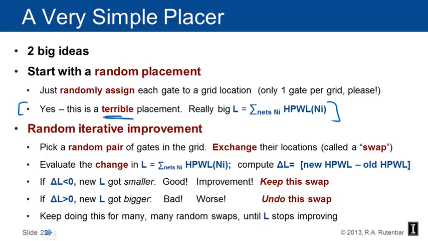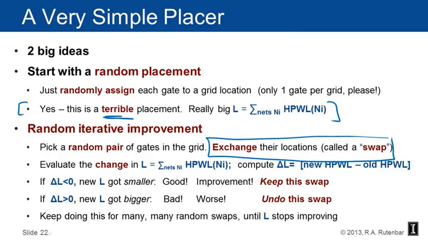So the idea is as follows. I don't know how to just get in one step a good placement, but I know how to get a placement. It's a random placement, it's a bad placement, and it's not that hard to improve a placement a little bit. And the idea is that you pick a random pair of gates in the grid and you exchange their locations. That's really the key step. You exchange their locations and then you evaluate whether things got better.